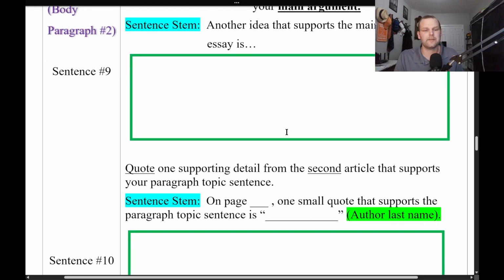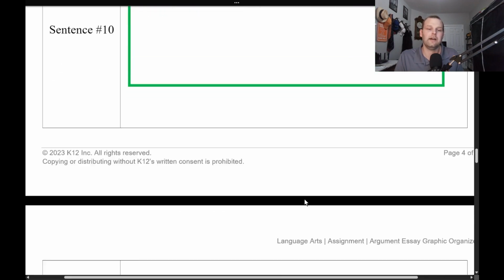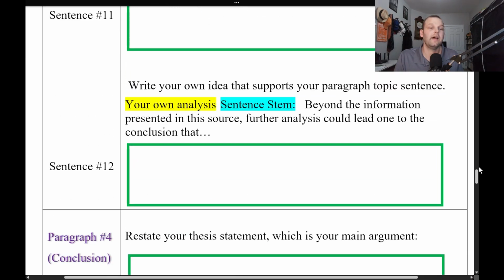And then explore that. Provide a direct quote from that second article that you found, and then write the author's last name to give credit to that quote, and then paraphrase, just like we talked about in the first body paragraph. And then write the author's last name when you're done paraphrasing what they wrote about. And then finish that body paragraph by writing your own ideas and your own analysis, just like we had discussed earlier.